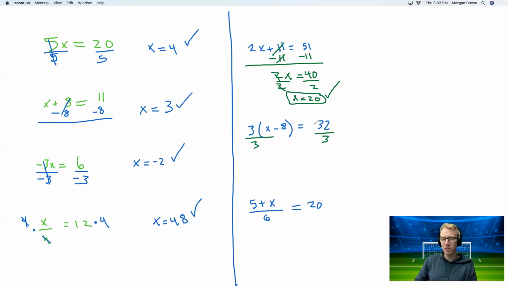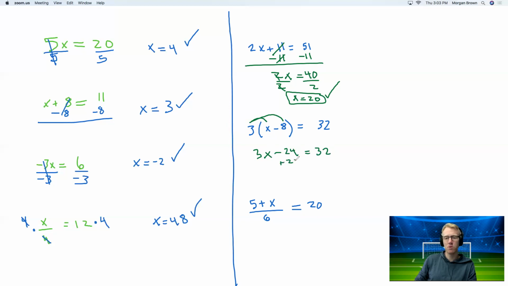Would you rather deal with fractions here and then have to add 8 to it? Or would you rather distribute? So sometimes I like to distribute if I have fractions, just to dodge those fractions. Neither one is right or wrong. It's just your personal preference. So distribute the 3 and you get 3x minus 24 equals 32.